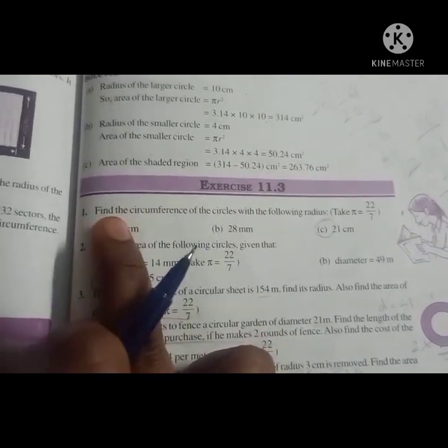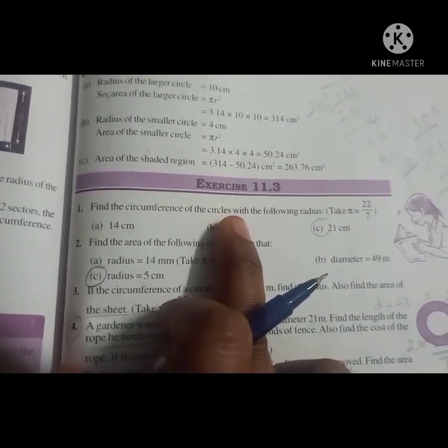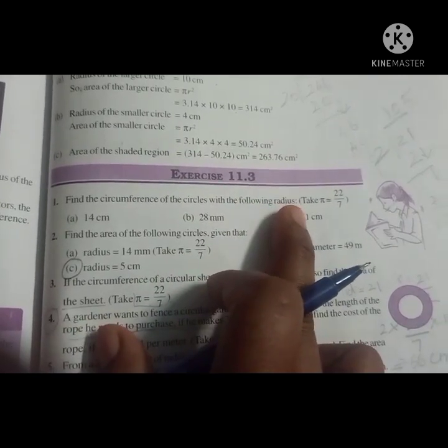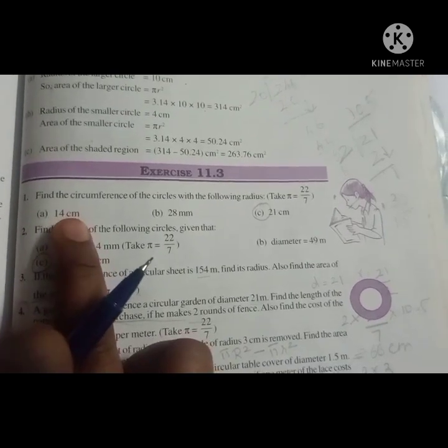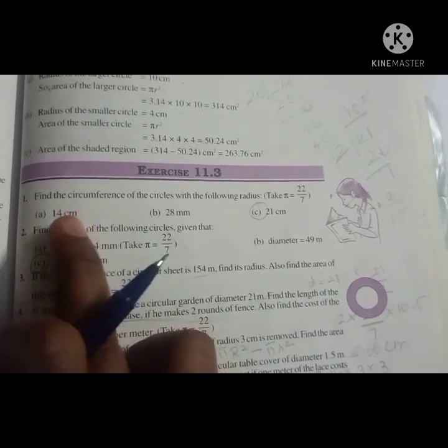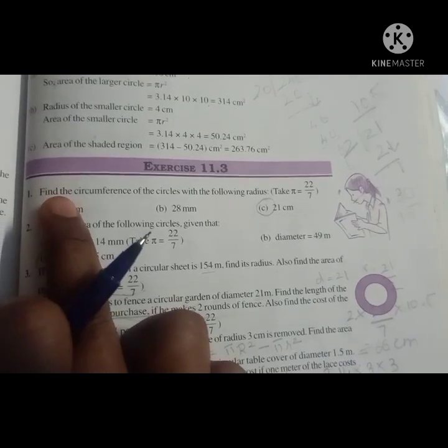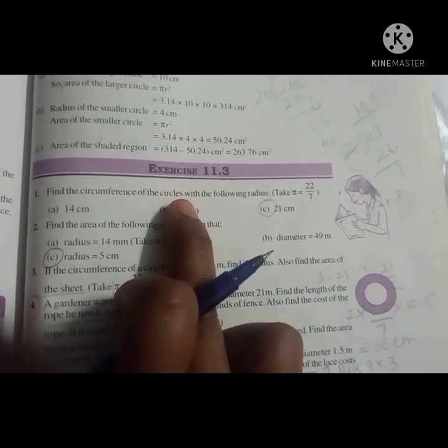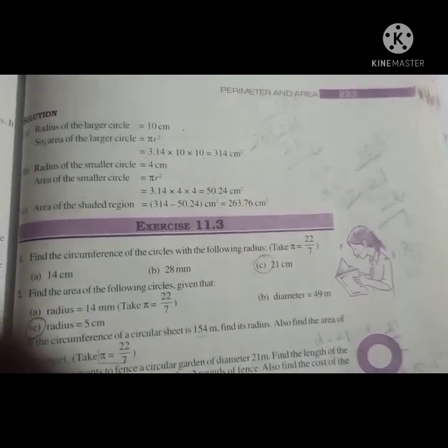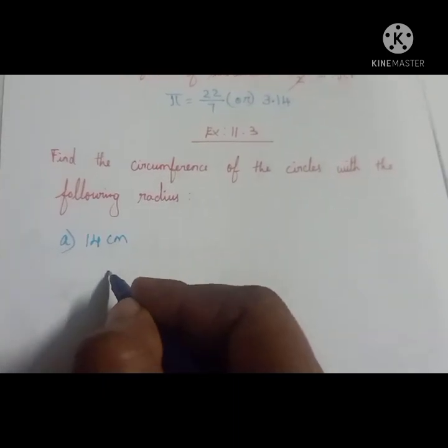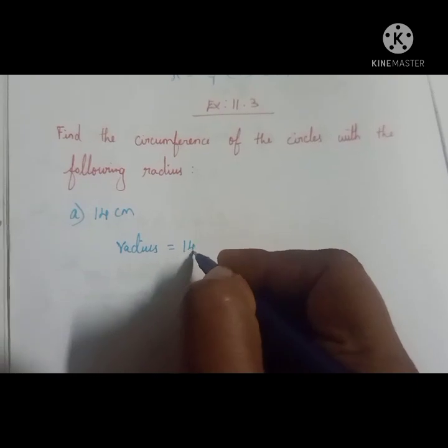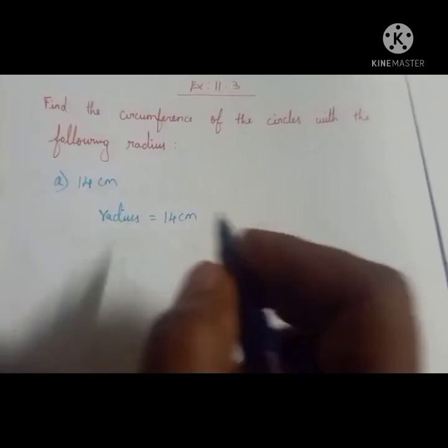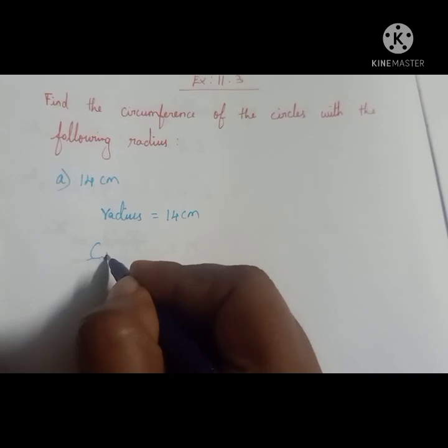First one, find the circumference of the circles with the following radius. Take pi is equal to 22 by 7. So they have given the radius of the circle and ask us to find the circumference of the circle. Now let us find the circumference of the circle. Here radius is equal to 14 centimeter. Then what is the formula to find the circumference of the circle?